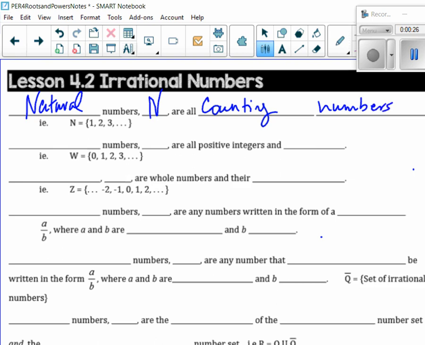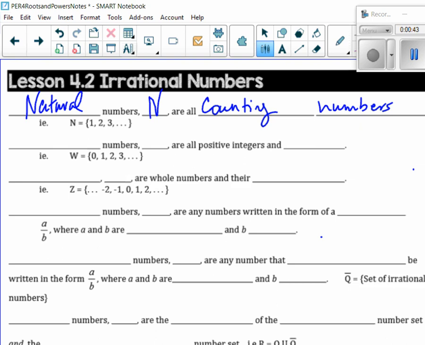So you know when you're little, you start counting on your fingers? That was the first number system as a little kid that you learned: the counting numbers, natural numbers.